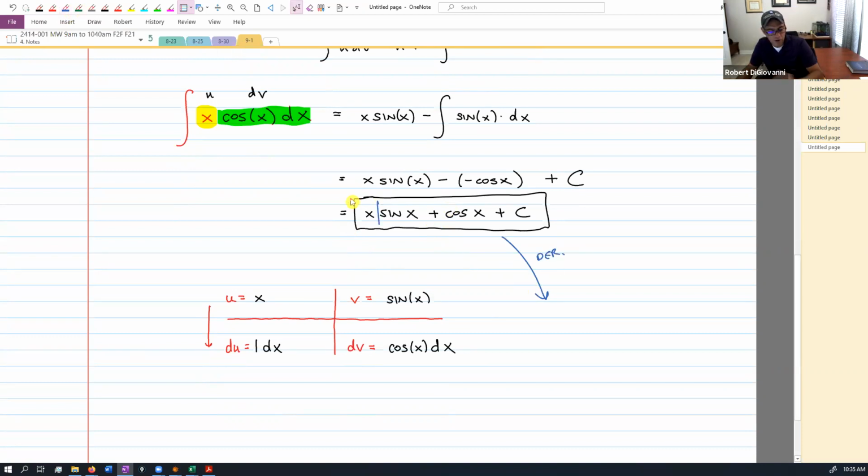I have a product right there between the x and the sine. So I have to apply the product rule here. So I'll have the derivative of x, which is 1, times sine x, plus the derivative of sine x, which is cosine x, times the first function, which is x. So that's my product rule here. And then I have plus the derivative of cosine, but the derivative of cosine is negative sine.